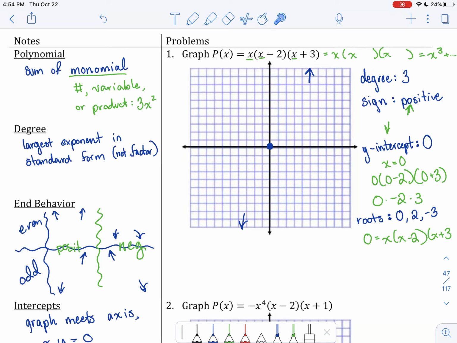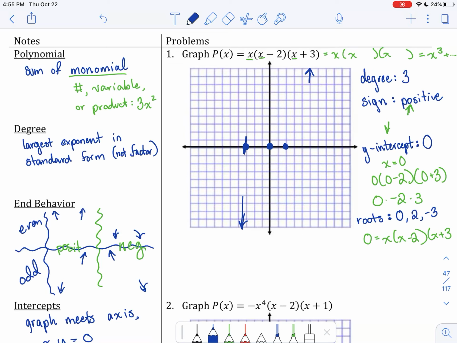Those are the roots, the 0 for each factor. So here we've got negative 3 as a root and positive 2 as a root. Once we have all of these filled in, so we know its degree, we know its sign, that tells us our end behavior. We have our roots and our y-intercept. We can start filling this in.